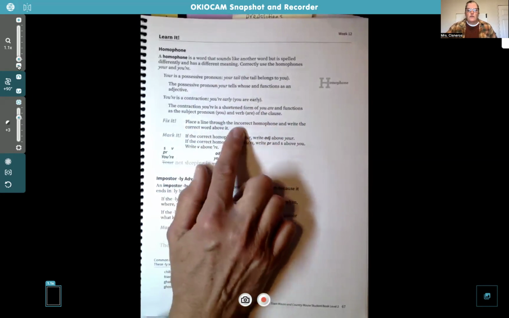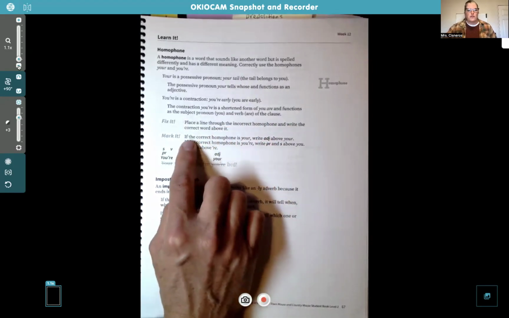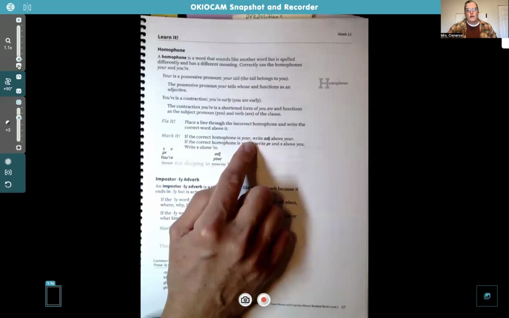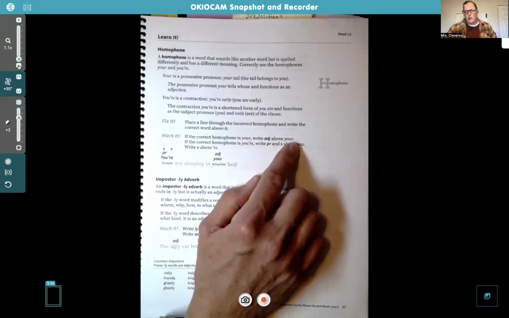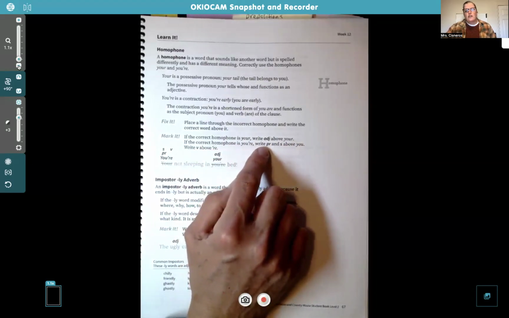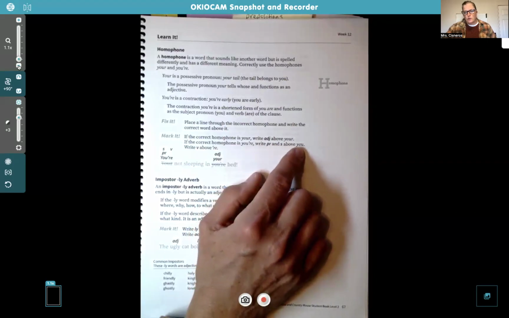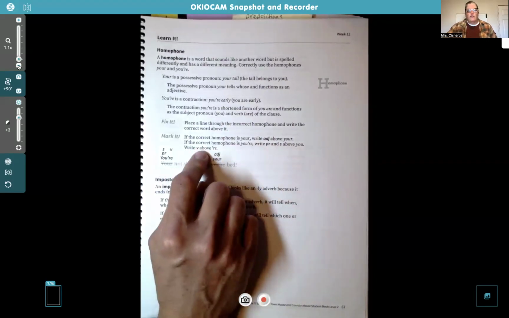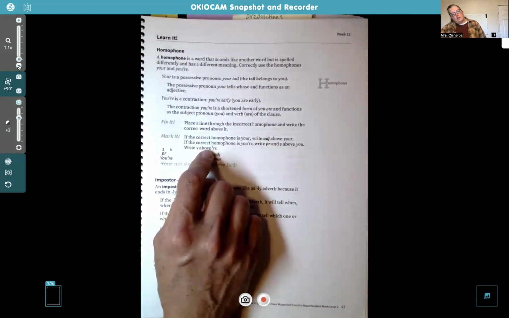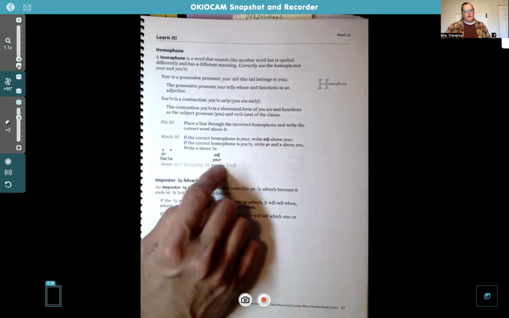Right here it says place a line through the incorrect homophone and then write the correct word above it. That's all you're going to do in this book for this. If the correct homophone is your, write ADJ above your. If the correct homophone is you're with an apostrophe R-E, you're going to write PR, which is pronoun, and S for subject above the you part of the word. And then write V above the apostrophe R-E because that represents R, A-R-E, and that is the verb in the sentence.